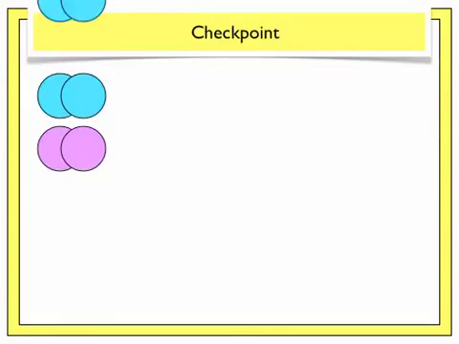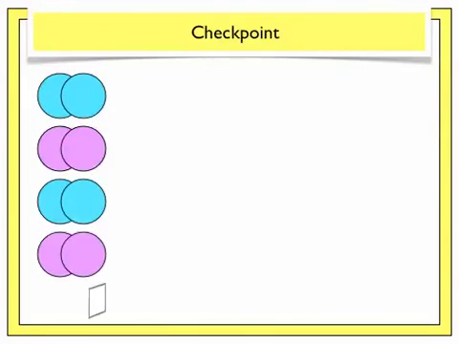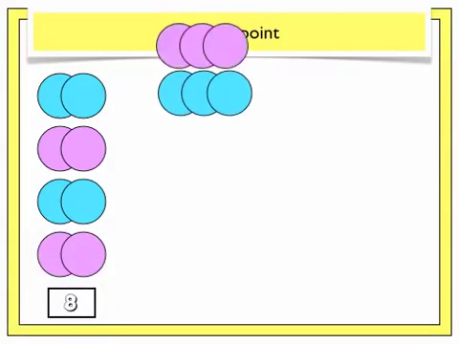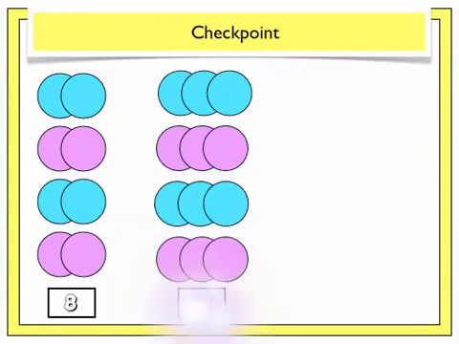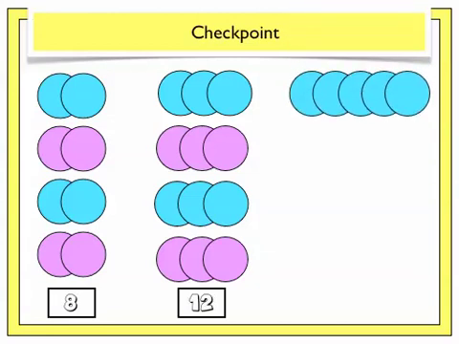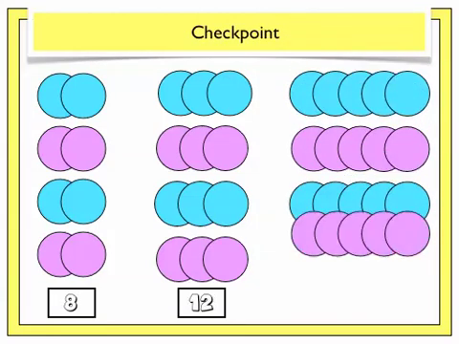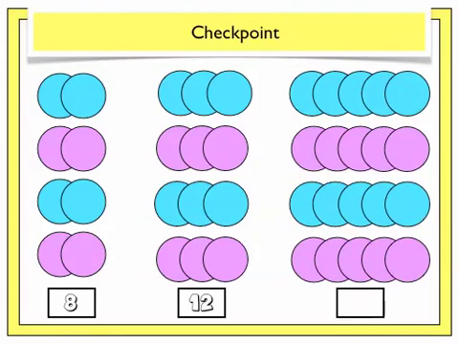Finally, let's quickly revisit the checkpoint. Skip count groups in your head and guess the total. Here we go. 8, 12, 20. If you got all of these totals correct, then you are ready to move on to the next lesson.